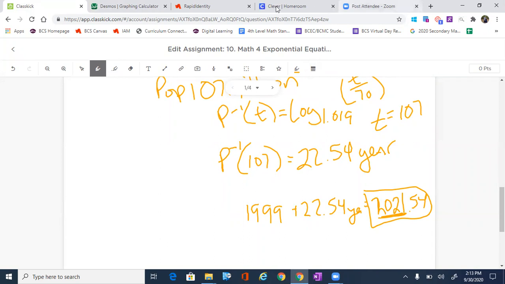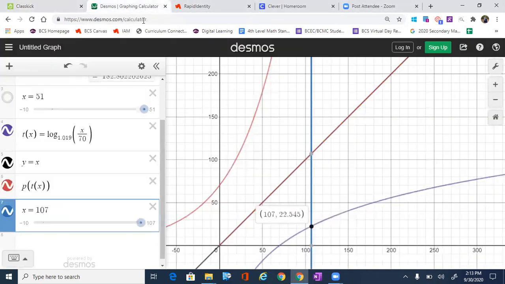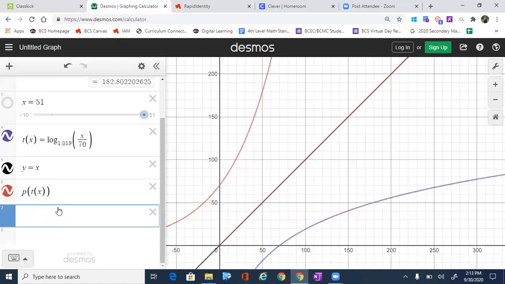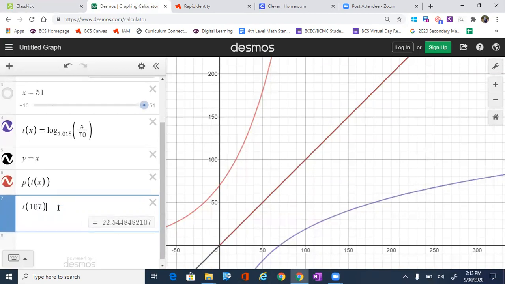We can also, if we needed to, do this by verifying it in the other direction by saying, okay, let's find t of 107, and that would also verify that work.